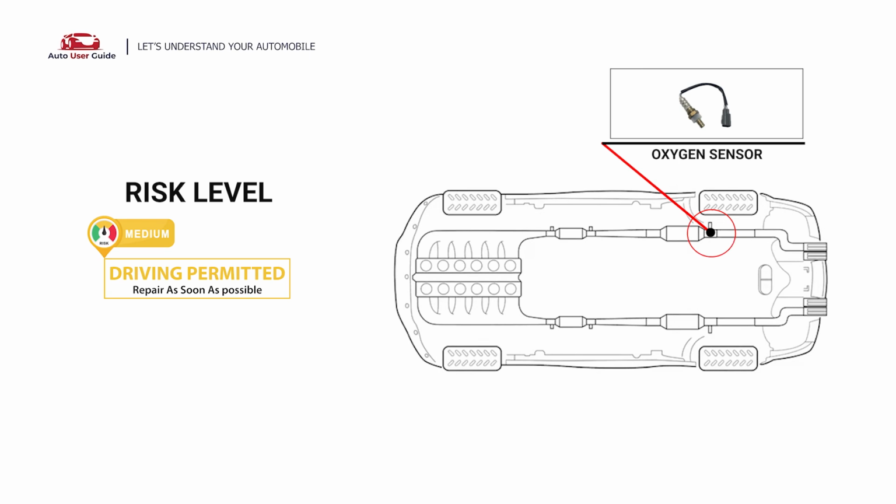This engine code indicates that the powertrain control module, PCM, has detected an issue with the electrical circuit that heats the third oxygen sensor downstream from the catalytic converter on the first bank of the engine. Under this circumstance, short-distance driving is permitted, but your vehicle should be repaired as soon as possible.